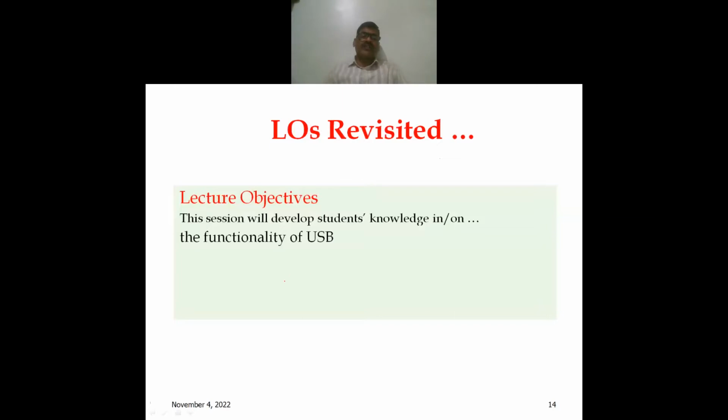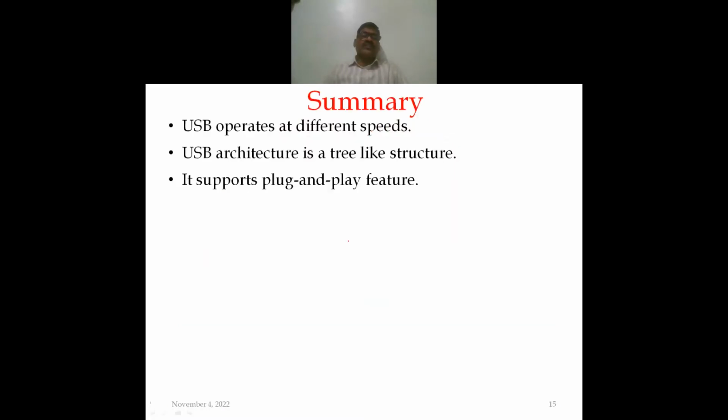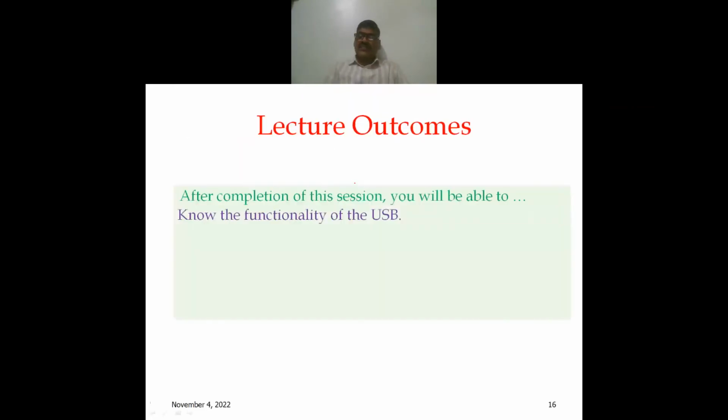So this is where the lecture objectives are revisited. The session develops knowledge of the functionality of the USB, the Universal Serial Bus. This is the summary of today's session. USB operates at different speeds, as we have seen: USB 1, USB 2 and USB 3 standards. USB 3 is a high-speed, super-speed device. The USB architecture is a tree-like structure, and it supports the plug and play feature. After completion of this session, the student will be able to explain the functionality of the USB.